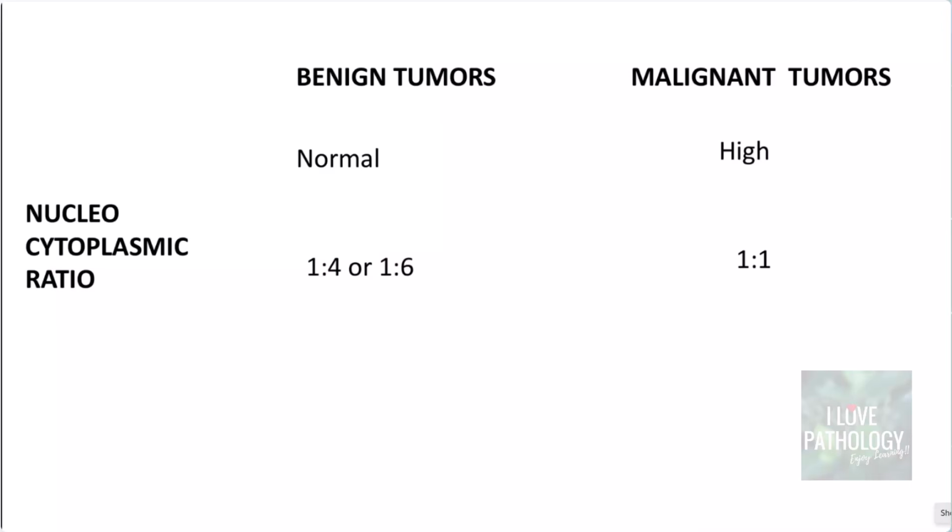Nucleocytoplasmic ratio in almost all benign tumors will be normal. And what is the normal NC ratio, or the nucleocytoplasmic ratio? It is 1 is to 4 or 1 is to 6. If the nucleus forms one part of the cell, the cytoplasm will be like that. So which means 1 is to 4 or 1 is to 6, whereas the nucleocytoplasmic ratio in malignant tumors is often very high, around 1 is to 1. The cytoplasm and the nucleus are almost equal in terms of volume. So that is high NC ratio.